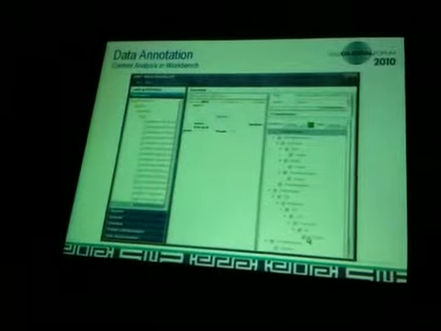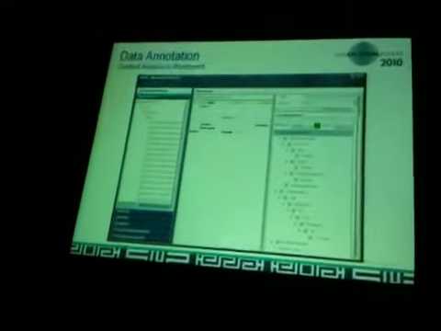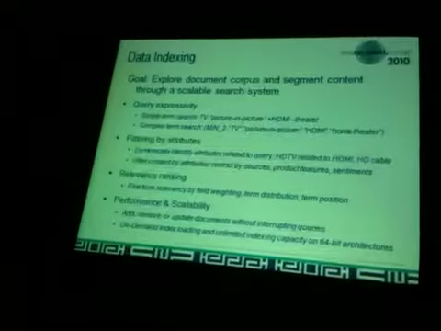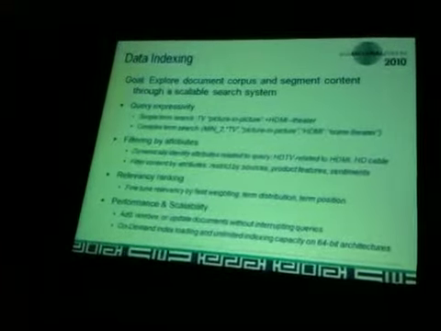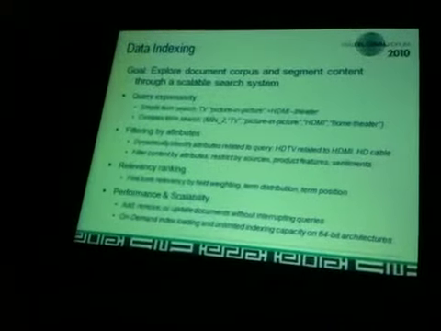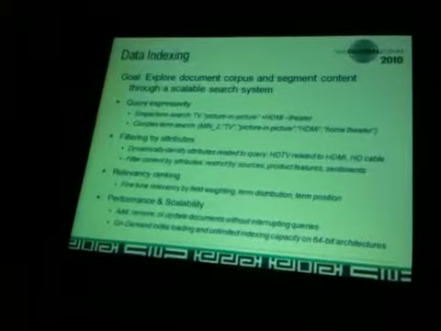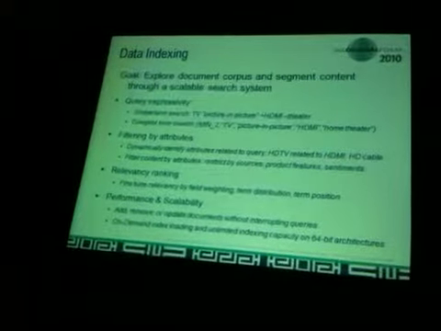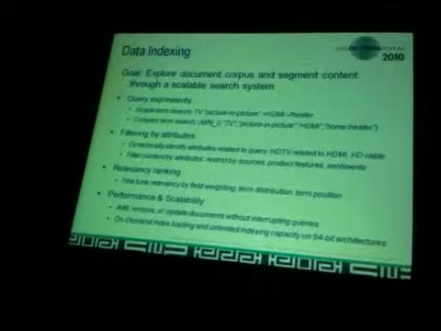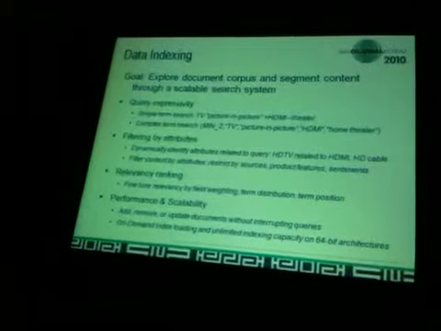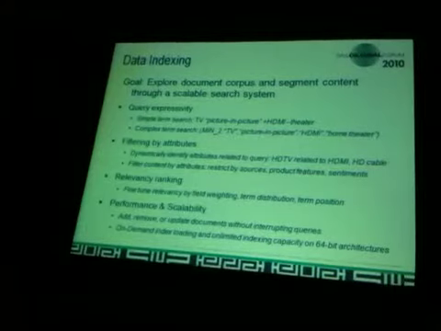So once all the content has been processed, we briefly looked at the data annotation part of it. So the next step is indexing. The content is all indexed into a search engine, which is a full-fledged search engine that allows you to slice and dice your content in many different ways. So here, there are a few very important aspects. The first and foremost is the expressivity.